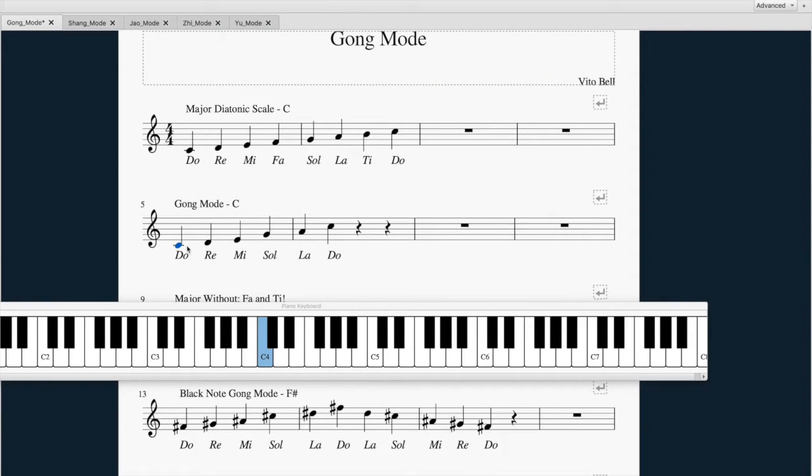All right, so have you noticed what the difference between the two scales is yet? If not, I'll go ahead and answer that for you. Gong Mode is very similar to a major diatonic scale. In fact, you could say it almost is one. It's just missing Fa and Ti, or scale degree 4 and 7. Listen to that again. Here's the diatonic scale. And here's Gong Mode.